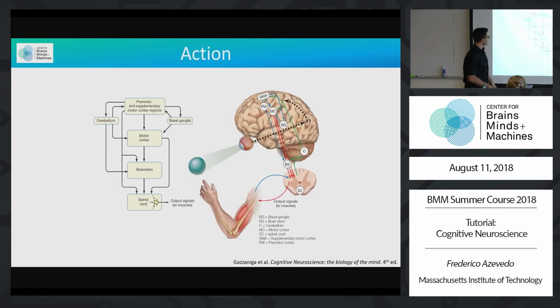Yeah. So the second thing that I would like to talk about is action. Basically, action is also distributed in a hierarchical way. So the planning of the action starts in the premotor and supplementary motor cortex regions. And then together with the motor cortex, the cerebellum and basal ganglia, the plan of action can be transformed in a command to be executed. And then that is passed to the brainstem and spinal cord. And then the spinal cord innervates the muscles, and then the movement can really be executed.